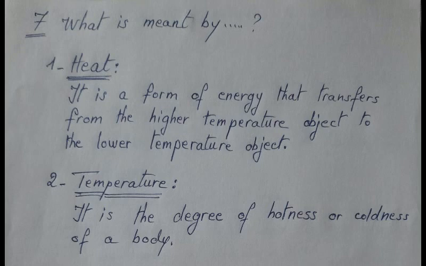Question number 7. What is meant by heat? It's a form of energy that transfers from the higher temperature object to the lower temperature object. What is meant by temperature? It's the degree of hotness or coldness of a body.